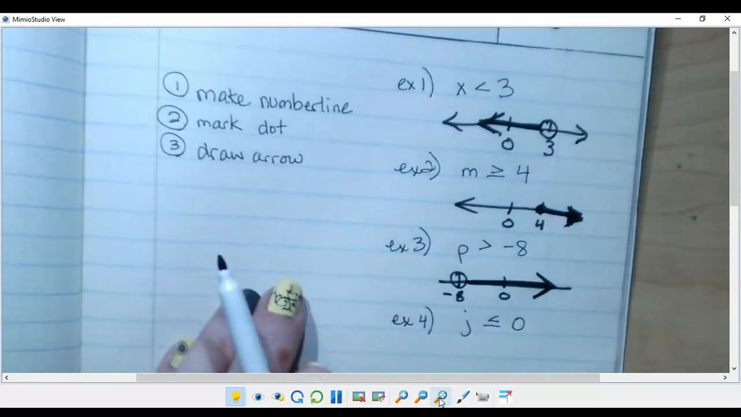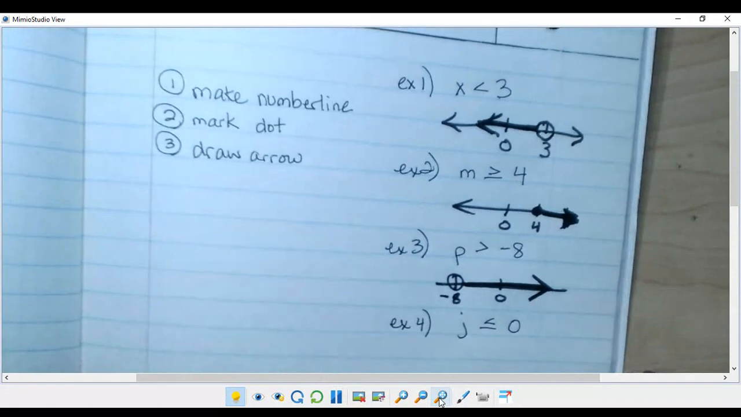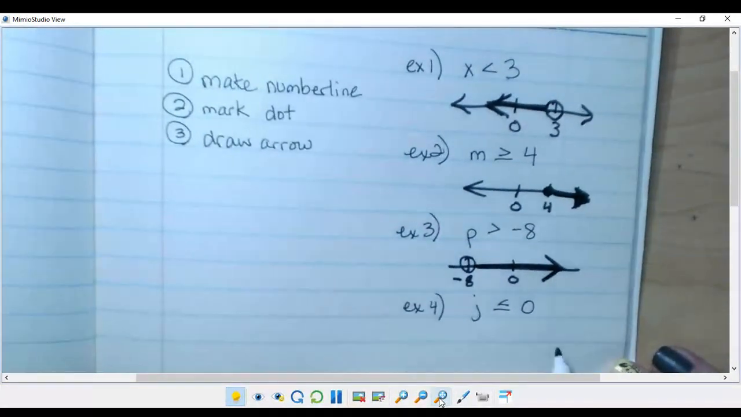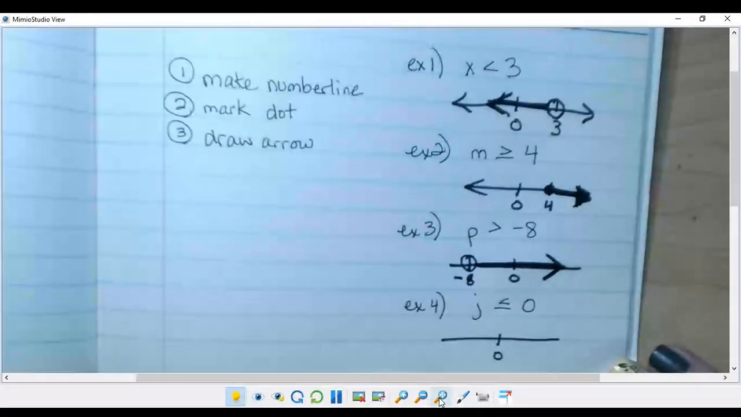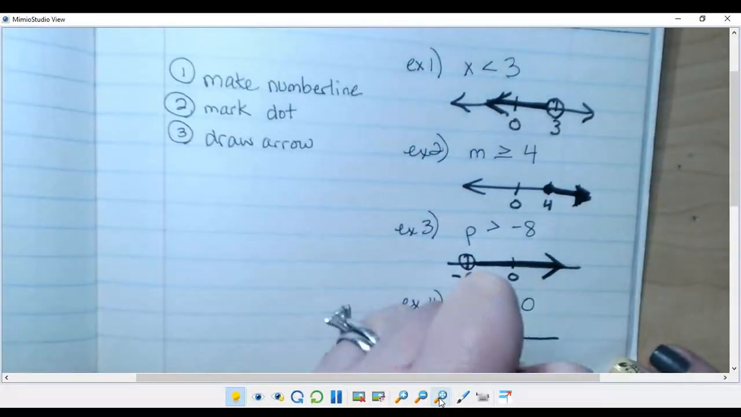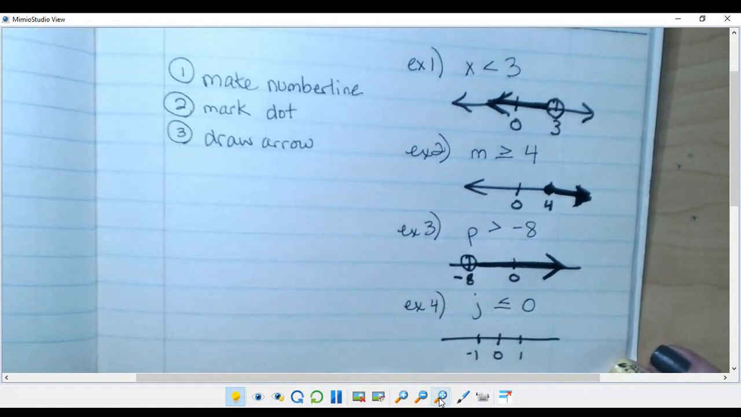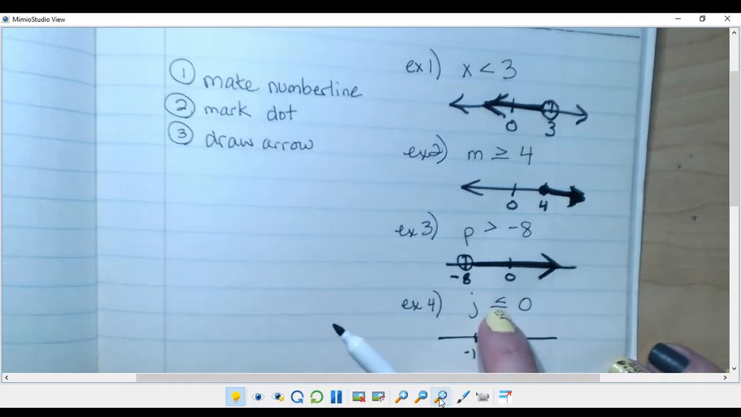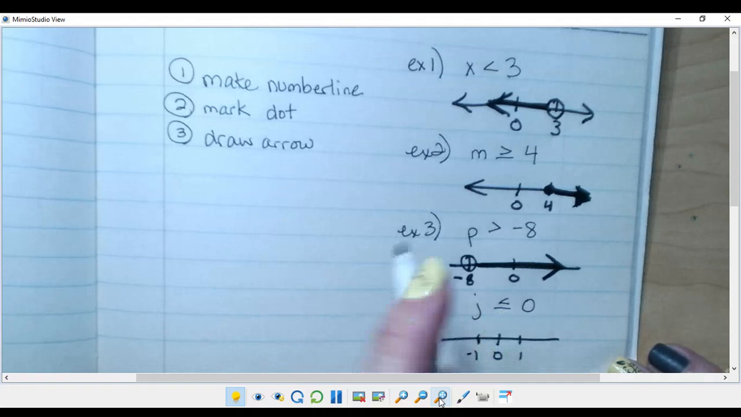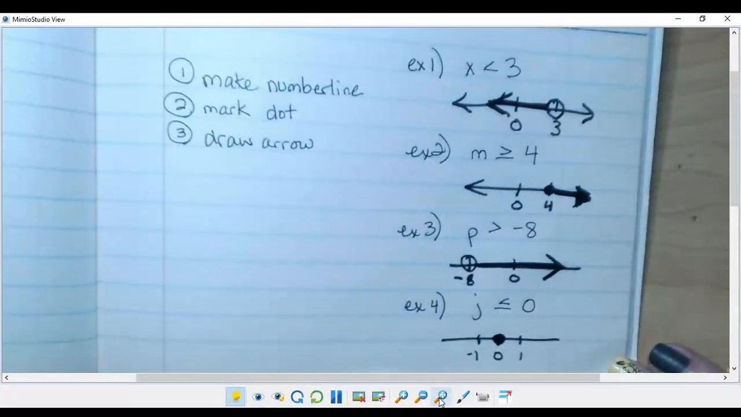Last example. J is less than or equal to 0. Draw my number line. I got to get 2 numbers on here, don't I? All right. I'll be crazy and put 3 numbers. You cannot have just a single number. All right. I want things that are less than or equal to 0. Extra line, extra coloring, at the number in the problem.